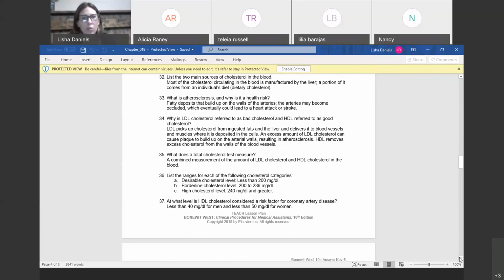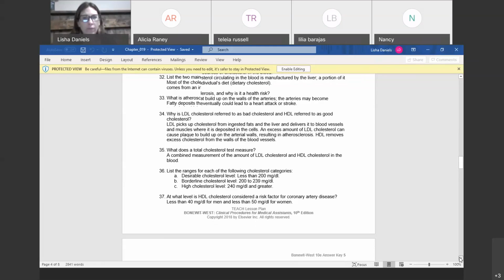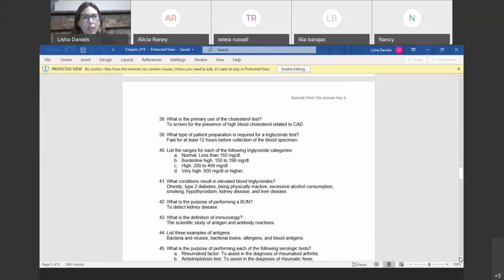LDL picks up cholesterol from ingested fats and the liver and delivers it to blood vessels and muscles where it is deposited in the cells. An excess amount of LDL cholesterol can cause plaque to build up on the arterial walls, resulting in arterial sclerosis. HDL removes excess cholesterol from the walls of the blood vessels. 36, A, less than 200, B, 200 to 239, C, 240 or above. 38, to screen for the presence of high blood cholesterol related to CAD.